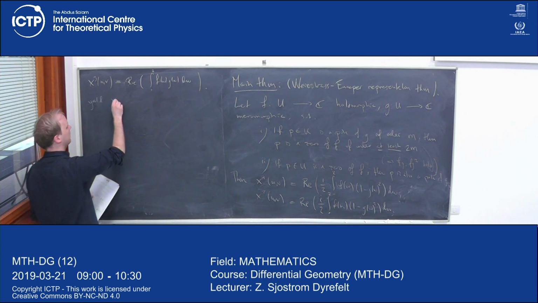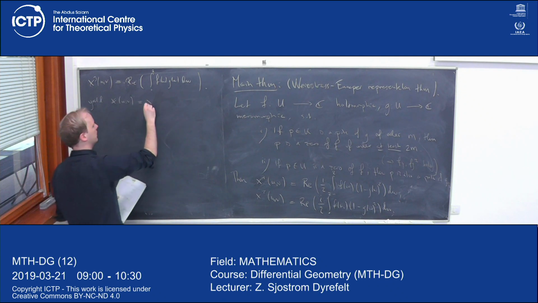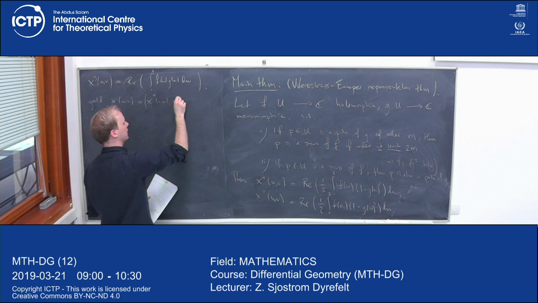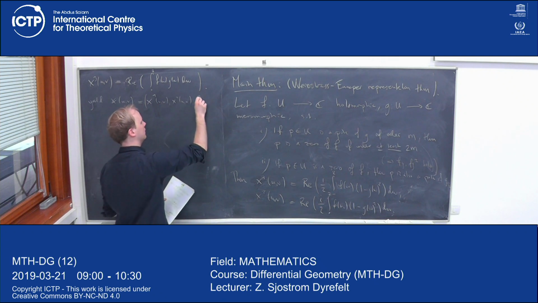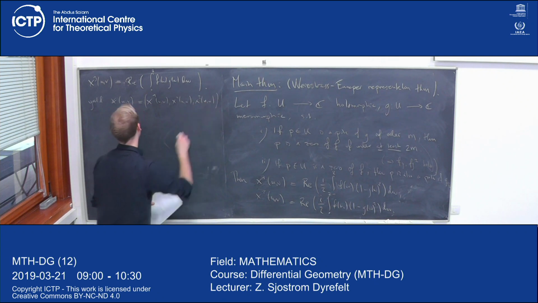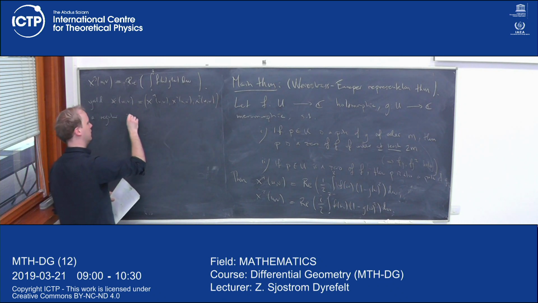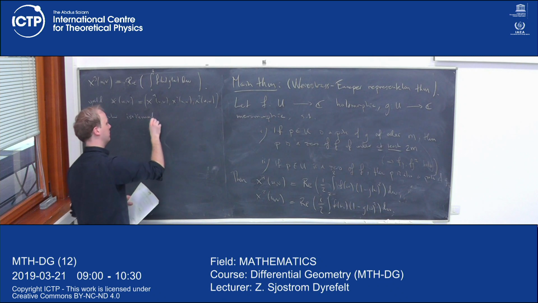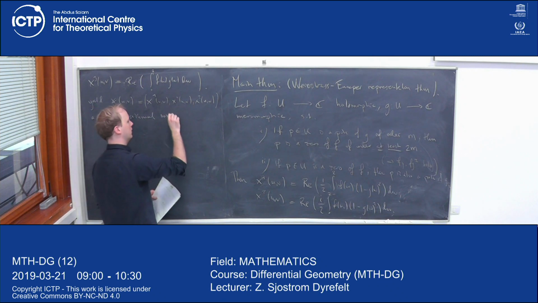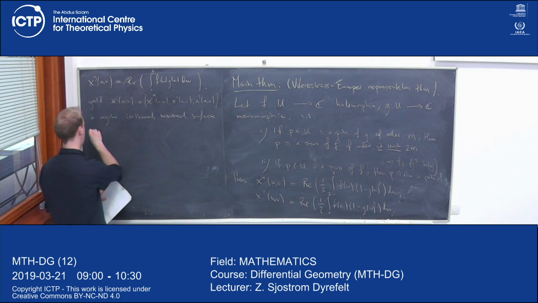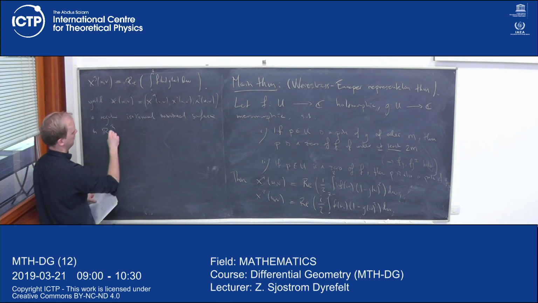So they yield x of uv equal to x1 of uv, x2 of uv, x3 of uv, a regular isothermal minimal surface in R3.